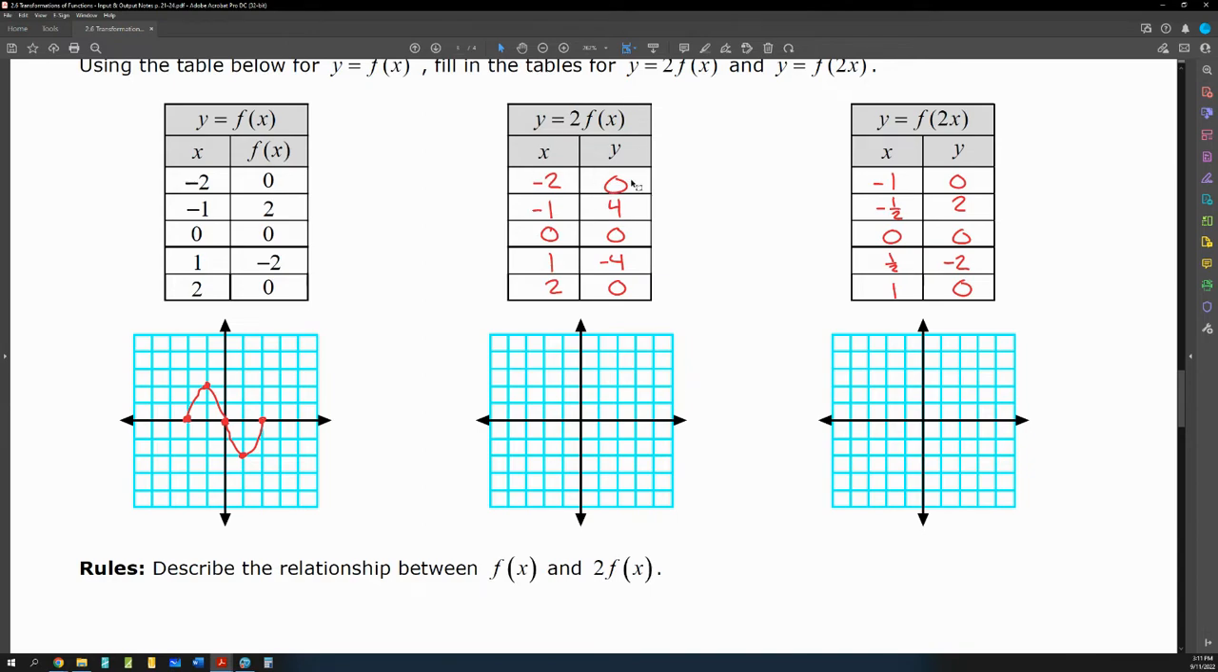And then for y equals 2f of x, let's go ahead and plot those points. -2, 0, -1, 4, 0, 0, 1, -4, and then 2, 0. So you might already be noticing what's going on here. When we multiply by a scalar, we get this taller graph here. And then finally, for our last graph, -1, 0, -1/2, 2, 0, 0, 1/2, -2, and 1, 0. Go ahead and connect those dots.